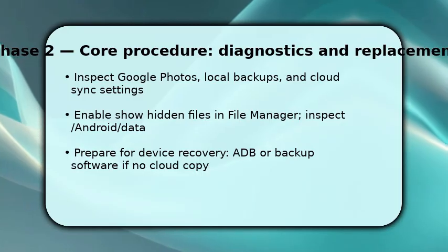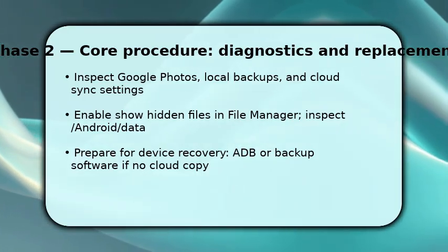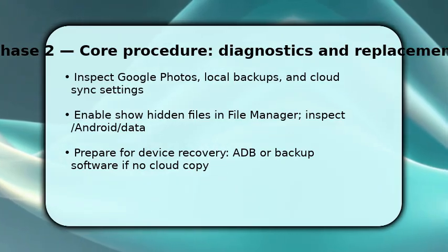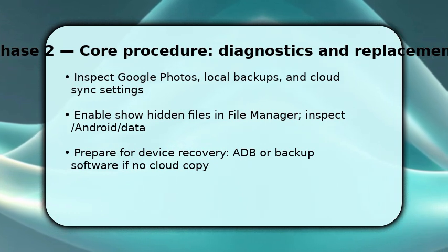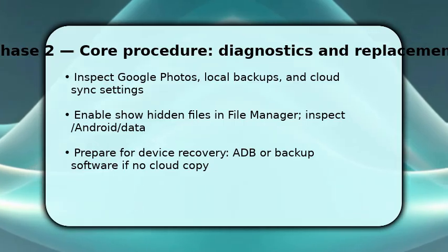If no cloud copy exists, prepare for deeper recovery. Plug the phone into a PC and get ADB or trusted recovery software ready. You'll need these tools because app-level deletions often remove the visible file pointers, requiring low-level access to recover data.